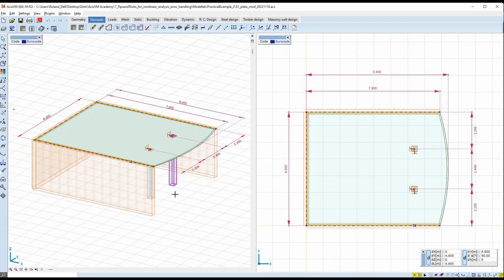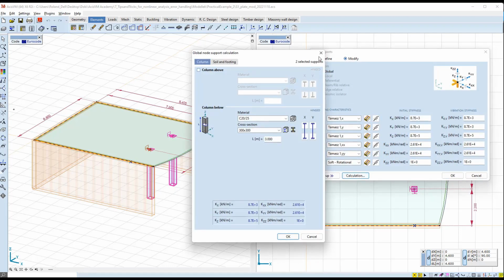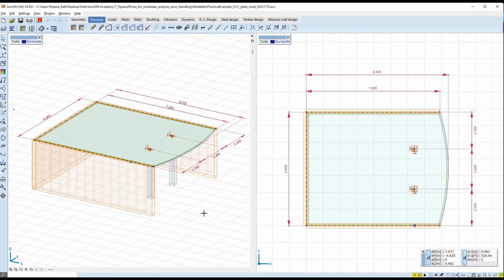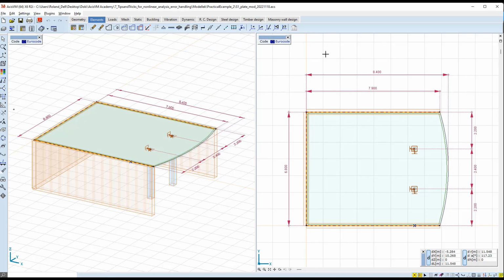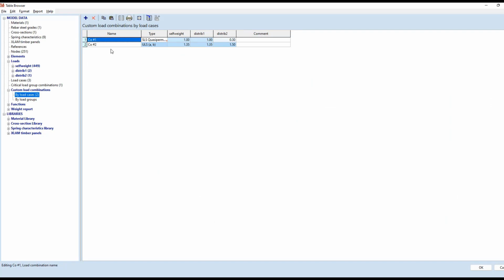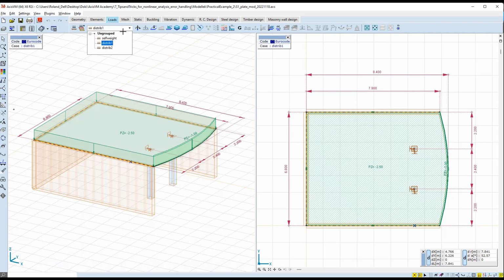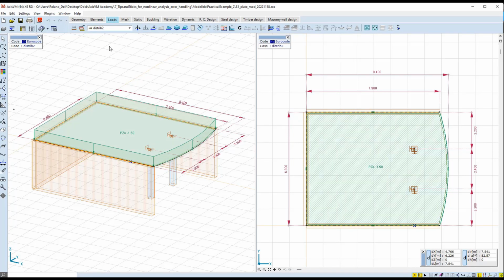Stiffness values for these supports were calculated based on the properties of the walls and columns they are representing. The slab itself is 200 mm thick and it has a material grade of C20/25. The model has two load combinations defined, one for ultimate limit state and one for serviceability limit state. Both of them contain the self-weight and the two distributed surface load cases, one as a permanent and one as a live load.